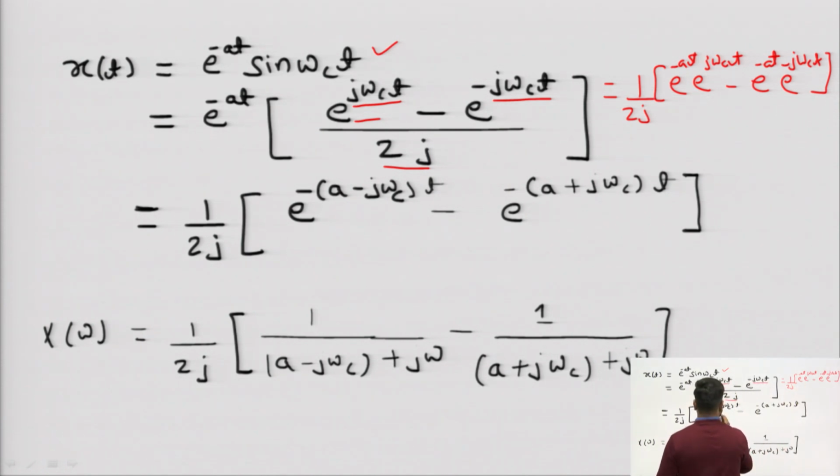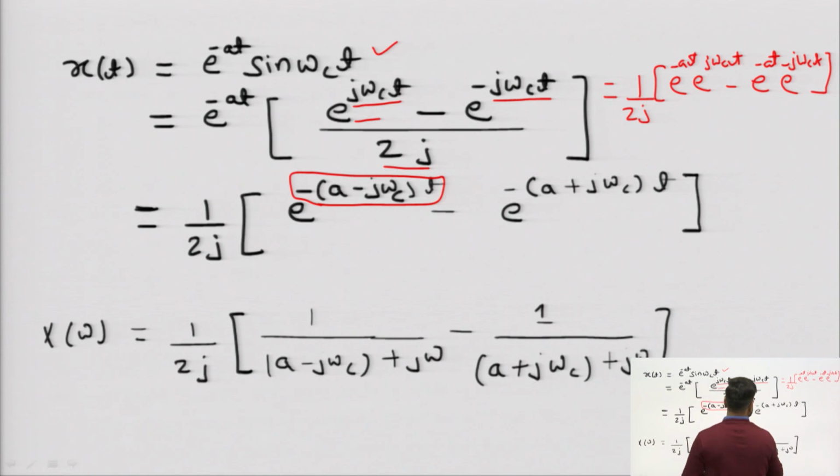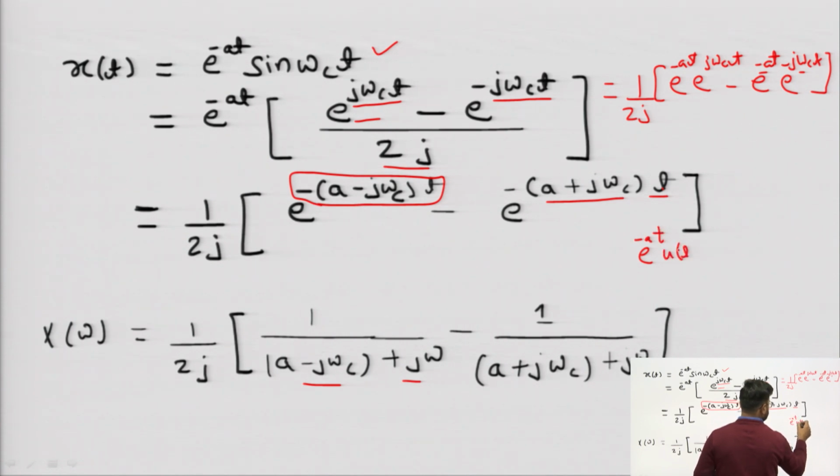Now, e to the power minus a t into e to the power j omega c t can be written as e to the power minus of (a minus j omega c) t, and e to the power minus a t into e to the power minus j omega c t can be written as e to the power minus of (a plus j omega c) t. So, its Fourier transform will be 1 upon a minus j omega c plus j omega. We know that e to the power minus a t u of t has a Fourier transform 1 upon a plus j omega.